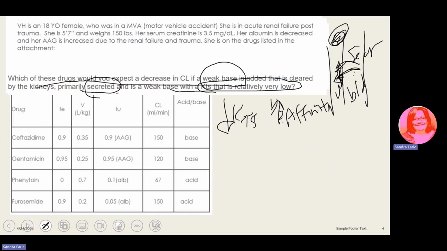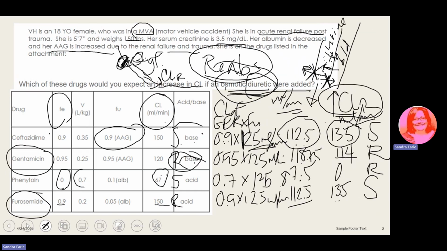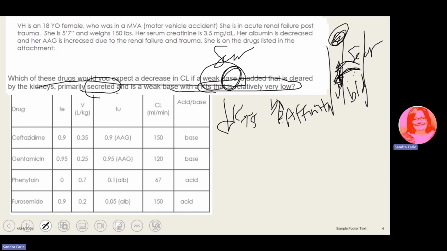So this new drug that's added is going to win the ride into the urine over our first drug, but only if it's primarily secreted and that it's a base. Because remember, bases only compete with bases and acids only compete with acids. So we're looking for a base that is primarily secreted. So a base that's primarily secreted is ceftazidime. So the answer here is ceftazidime.